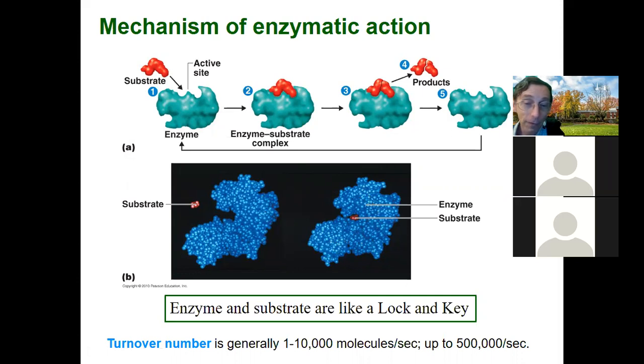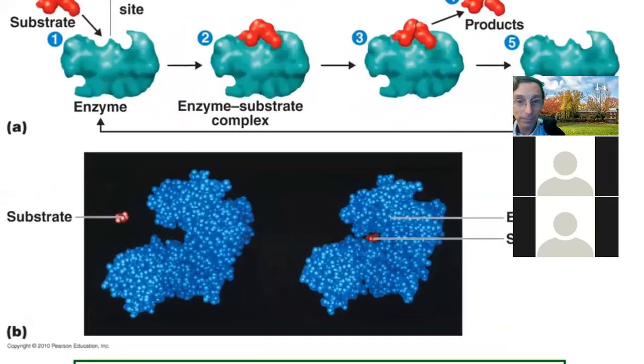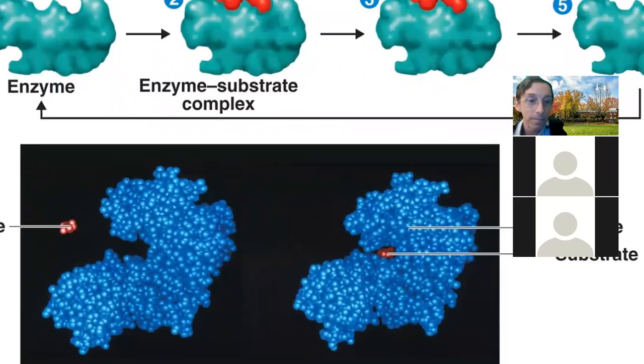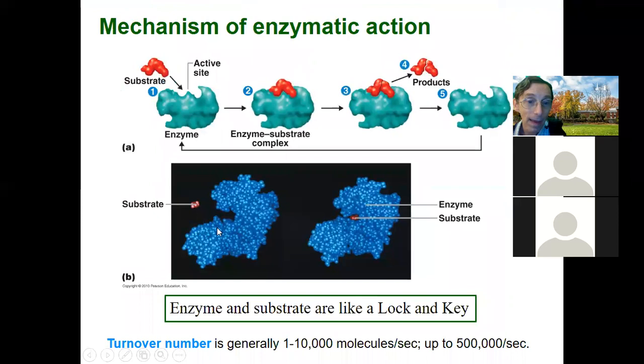Okay? The third thing is very difficult to see. Maybe I can blow this up and you guys will see it better. And that is if you look real closely at the substrate here and the substrate there, this substrate is a little flatter than this substrate, meaning the substrate has changed its shape when it binds to the enzyme.